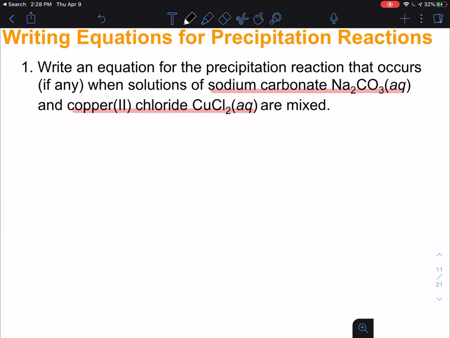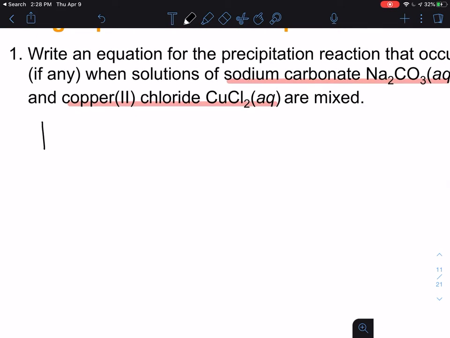So we have, and they're both aqueous, so we have sodium carbonate (aq) plus, and we have copper chloride (aq). Now, the first thing that you want to do, I like to break the reactants up into cations and anions. So I'm going to do that right now.